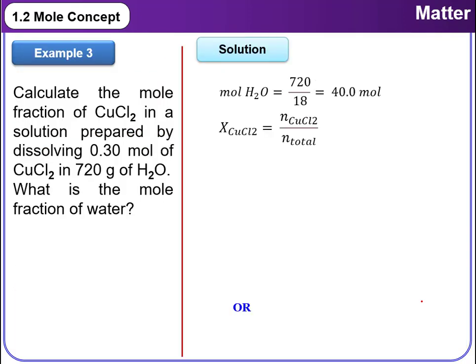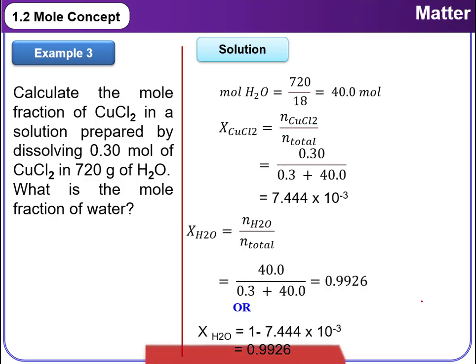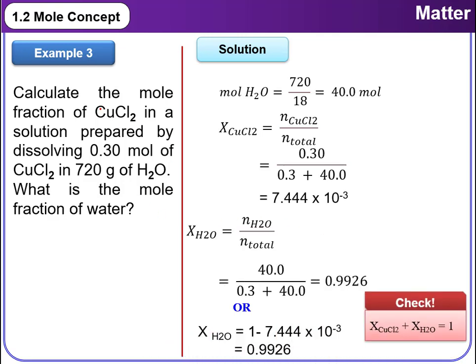Next, let's look at example 3, where you have to calculate the mole fraction of copper chloride in the solution, and also the mole fraction of water. So the question is asking you to calculate both the mole fraction of copper chloride and of water as well. What do we have in the system? What is the solute? The solute is the copper chloride. That is component 1. Component 2 is water.